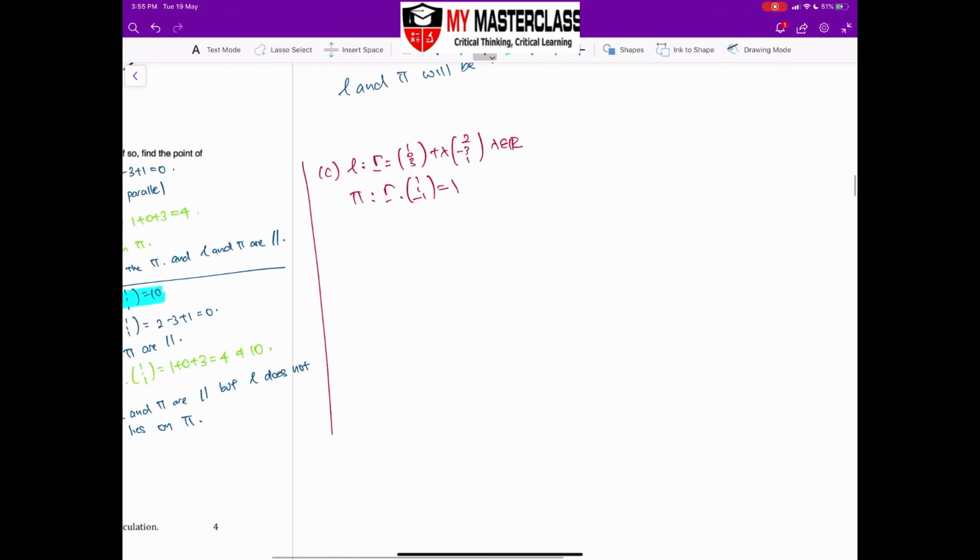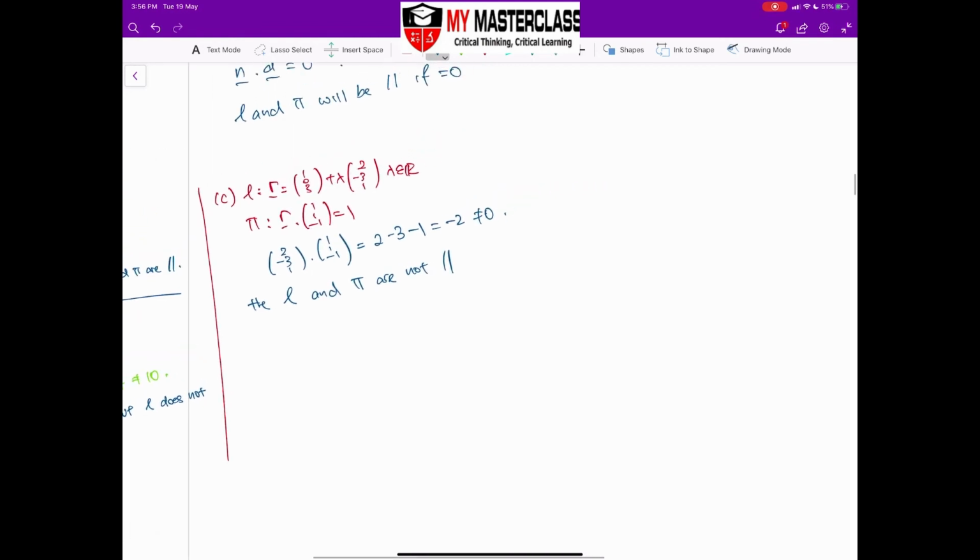So first thing first, as usual, we're going to determine if the line is parallel to the plane. So I'm going to take (2, -3, 1) dot with (1, 1, -1), which is the direction of the line and the normal of the plane. I should get 2 minus 3 minus 1, which gives me -2, not equal to 0. Hence, I can say that the line and plane are not parallel.